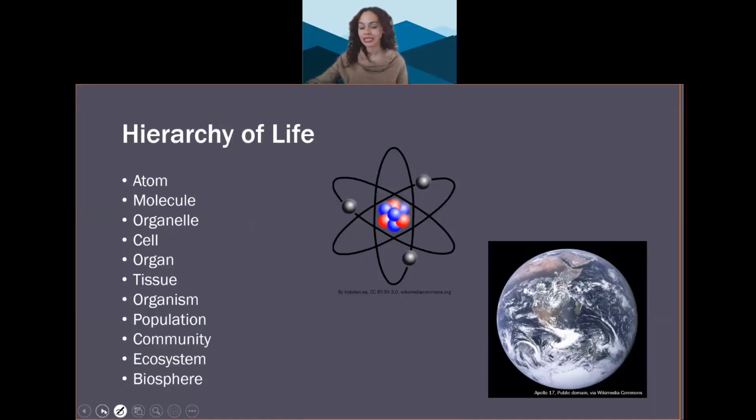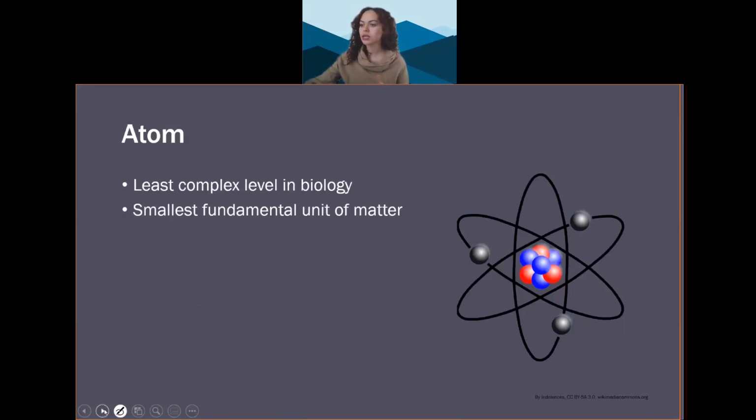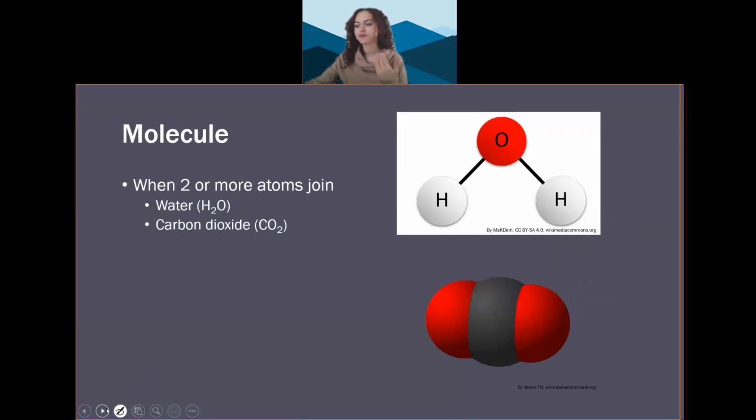Atoms make up the least complex level in biology. Atoms are tiny. They are the smallest, most fundamental unit of matter. You may have seen this depiction of an atom consisting of a nucleus in the center, surrounded by electrons revolving around it. When two or more atoms join, they make a molecule. Water is an example of a molecule, also known as H2O. That's two hydrogen atoms and one oxygen atom, represented here as a ball and stick model.